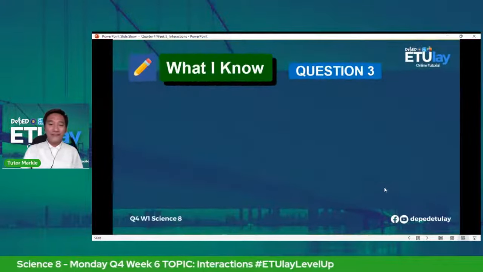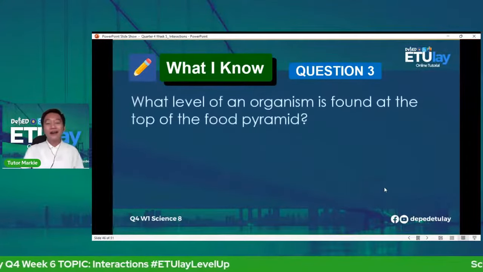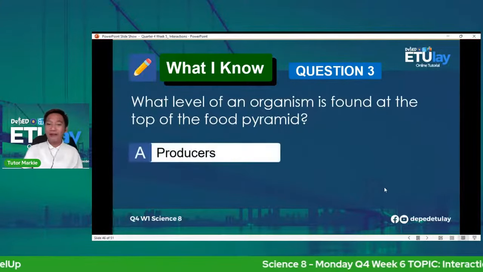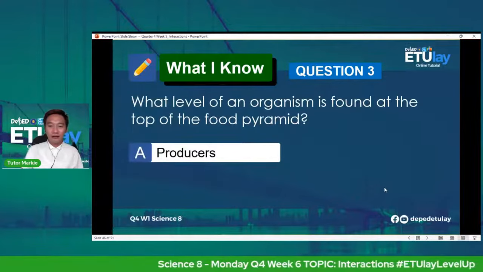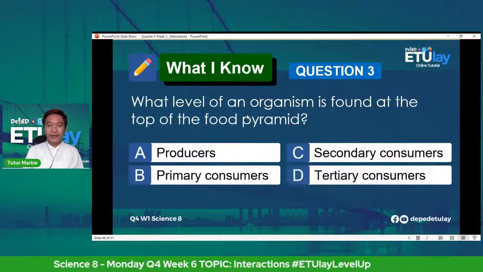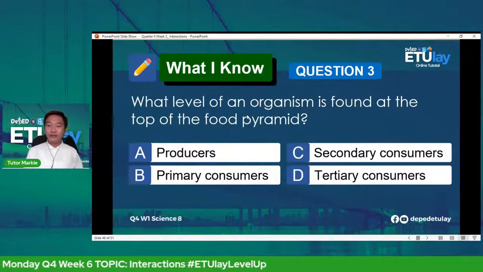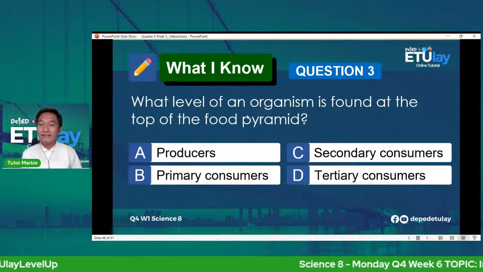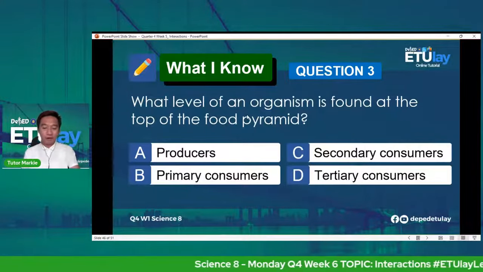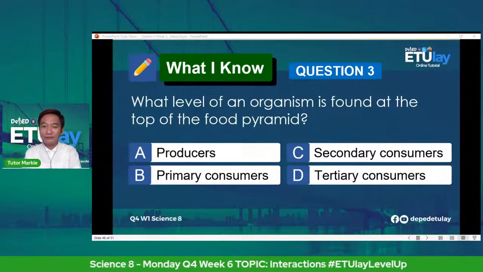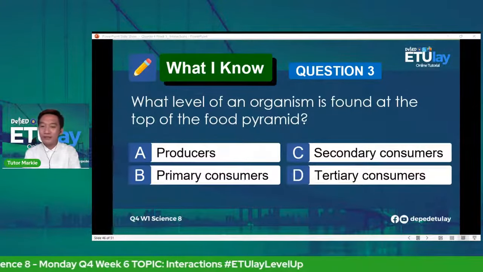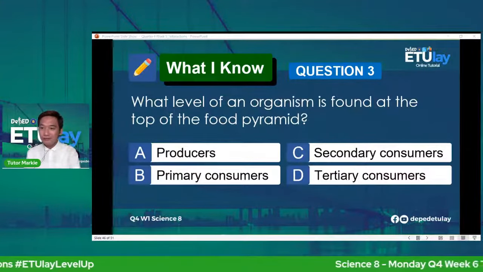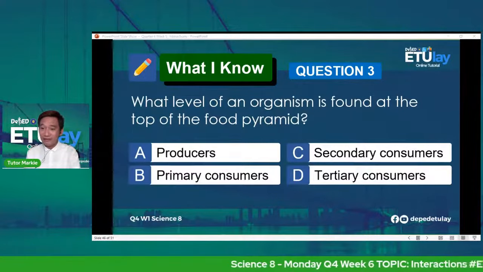And for our last question: what level of an organism is found at the top of the food pyramid? Is it letter A, producers? Letter B, primary consumers? Letter C, secondary consumers? Or letter D, tertiary consumers? Again, what level of an organism is found at the top of the food pyramid? Letter A, producers? Letter B, primary consumers? Letter C, secondary consumers? Letter D, tertiary consumers?